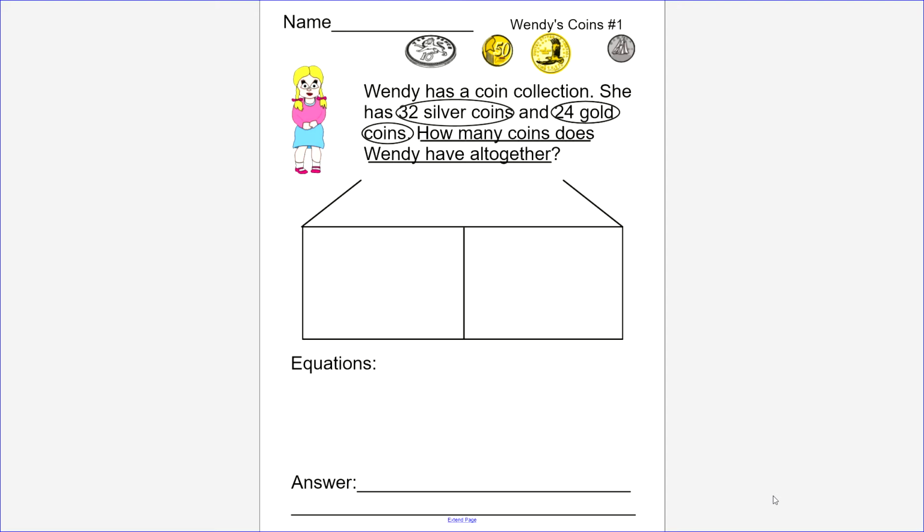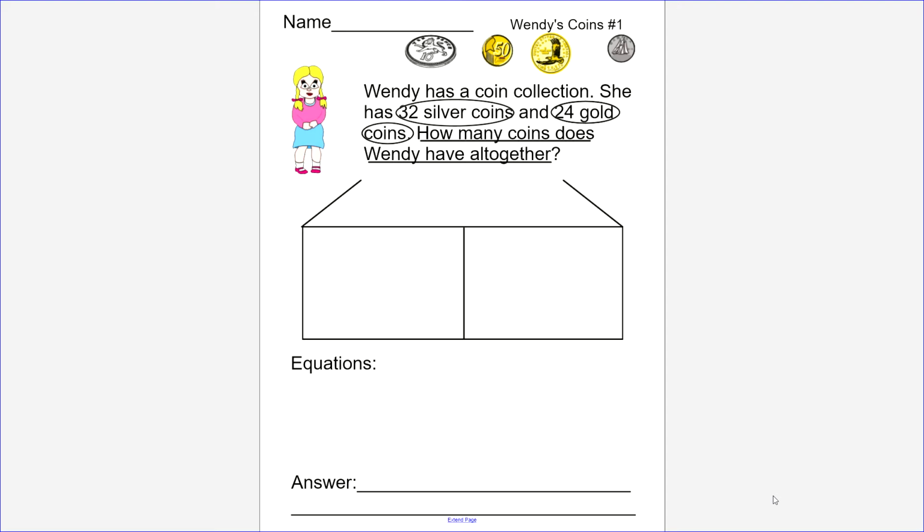Now that we've found the two pieces of information, Wendy has 32 silver coins and 24 gold coins, and the question, how many coins does she have altogether, we're going to go ahead and think, which of these pieces of information are the parts or the amounts, and which one is the whole or total? What are the key words that are helping us figure out which pieces of information are the amounts or parts, and which ones are the total?